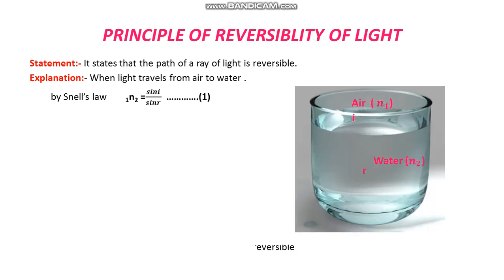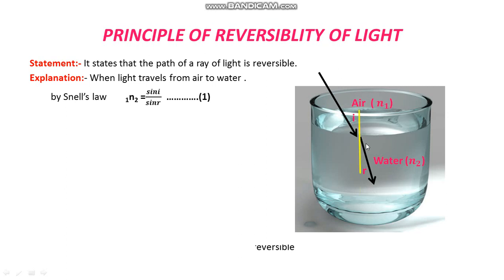When light travels from air to water, see here, in a glass there is water and above the water there is air. Now here, air's refractive index I am writing as N1, and water's refractive index as N2. Air is a rarer medium, water is a denser medium. So this is the incident ray. It is incident at the air-water interface. So you know, when light travels from air to water, that means rarer to denser, it bends towards the normal, right?